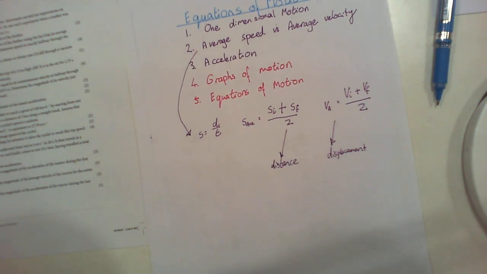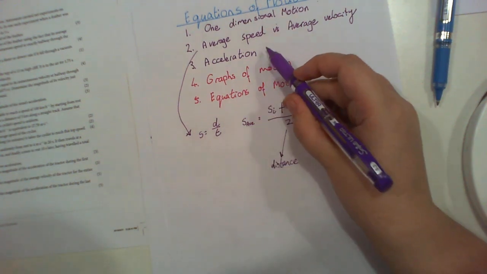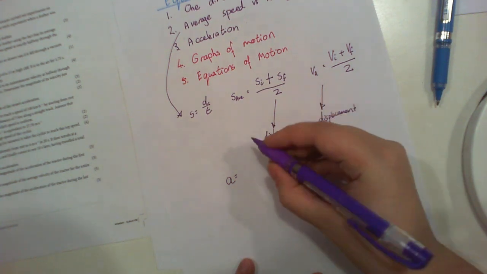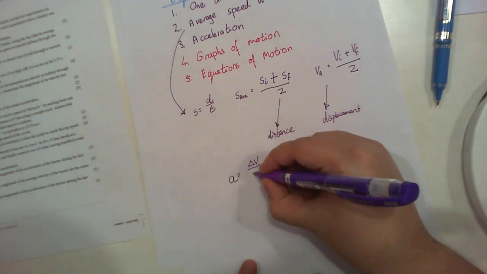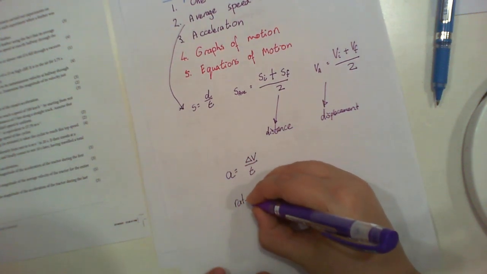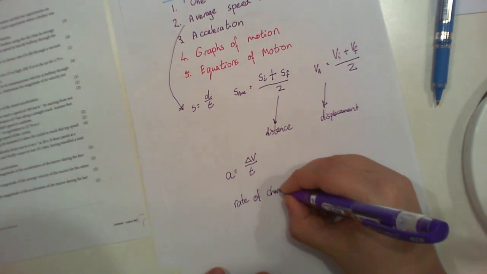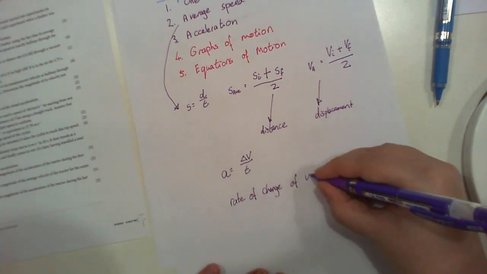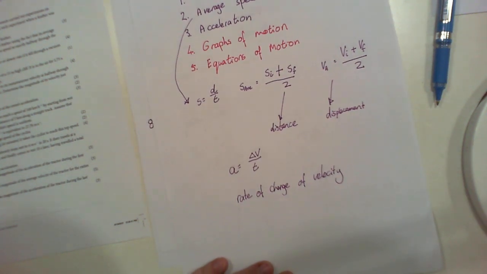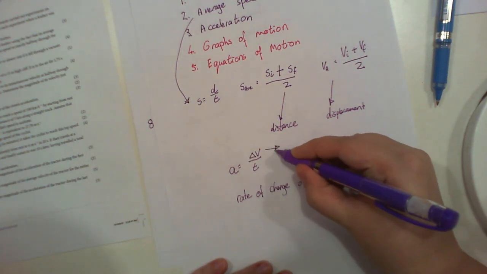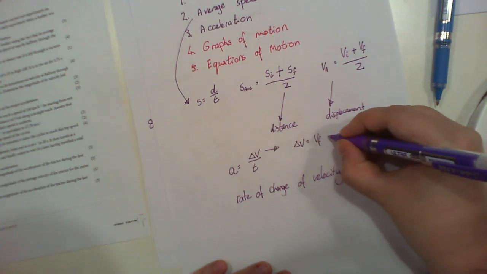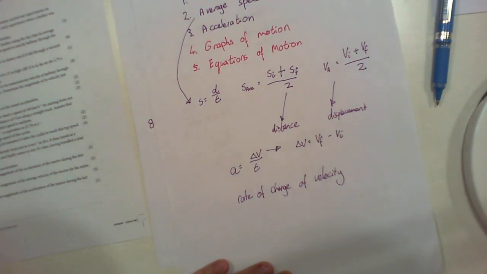Good. What else did we learn? We learned acceleration. So we had acceleration is change in velocity over time, or the rate of change of velocity. That's our definition. And remember, your change in velocity is your final velocity minus your initial velocity.